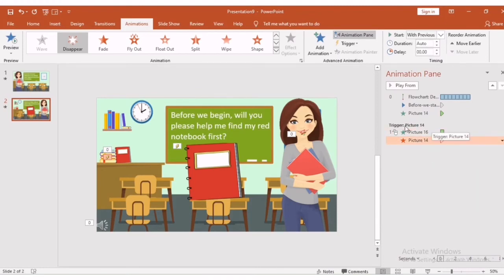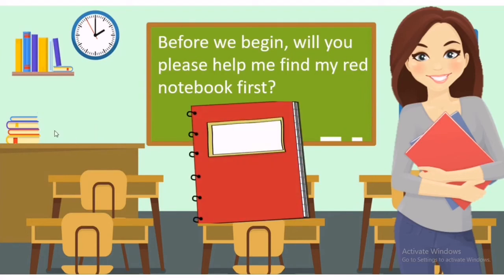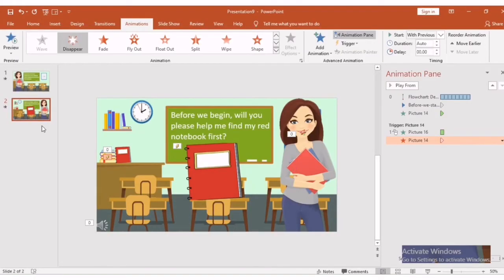Now let's click the arrow down again and start with previews. So it will happen all at the same time. Let's try to see if it works. Again, let's click picture number 14. It disappeared, and at the same time picture number 16 appeared. There are two triggers in that one picture. So that's how you add a trigger in your animation.